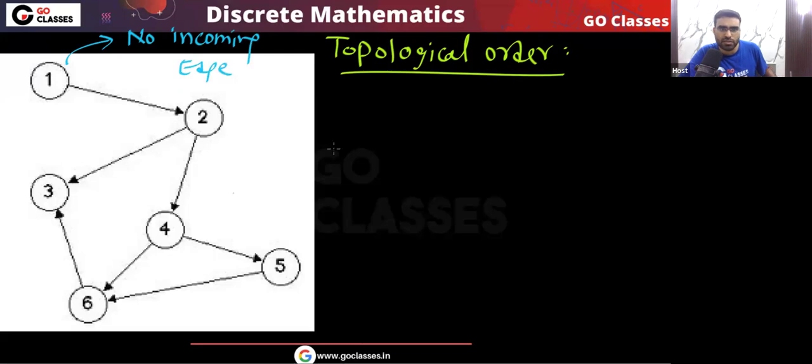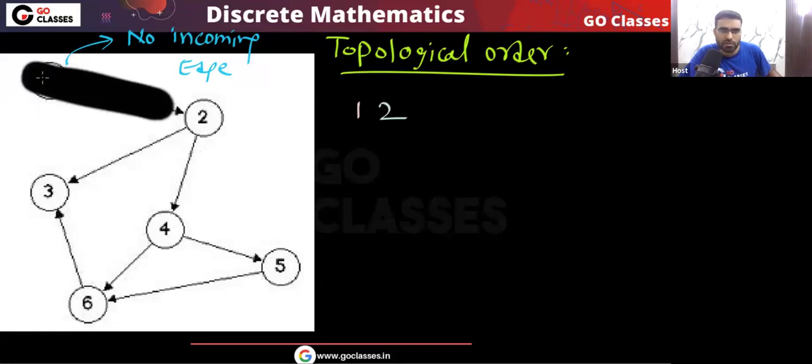So you have to start with 1. First, you have to do 1. Now you delete this 1. Now you tell me, what is the next thing you need to do? You need to do 2. Yes or no? Because remember, if I delete this 1, now 2 has no incoming edge. This task 2 has no incoming edge. So after 1, you can do 2.